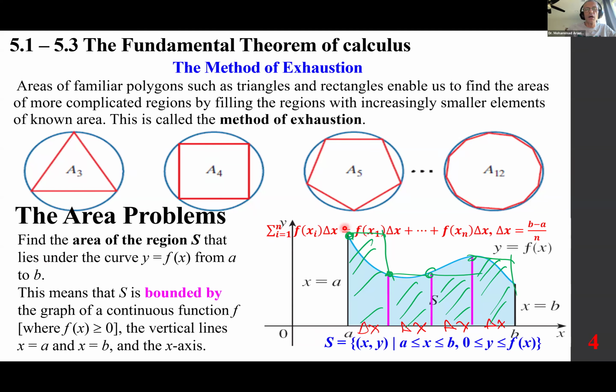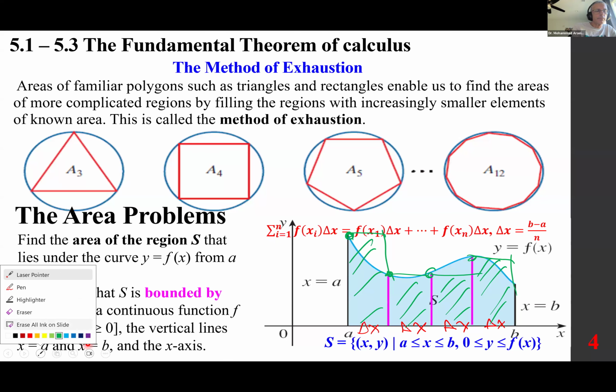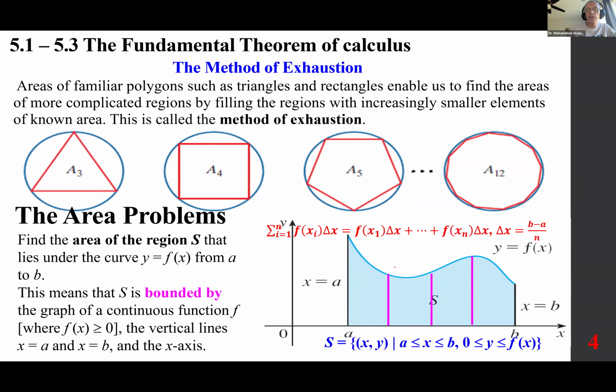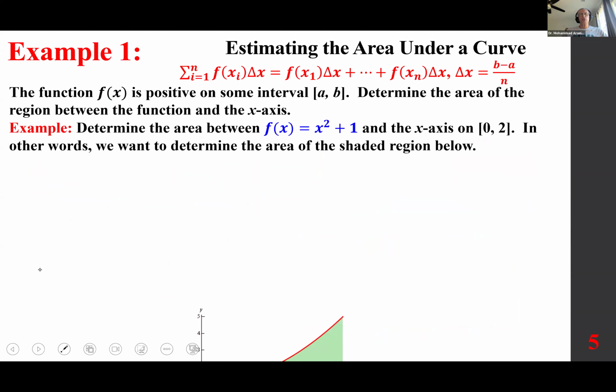Delta x times the height. The first one would be f of a, and then the rest of it. If I want to use right endpoints, that works too. But remember, these are all approximations, and that's the idea. This approximation gets better as we add to the number of rectangles.